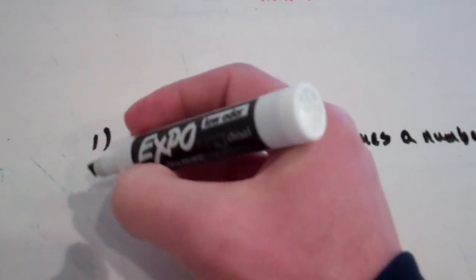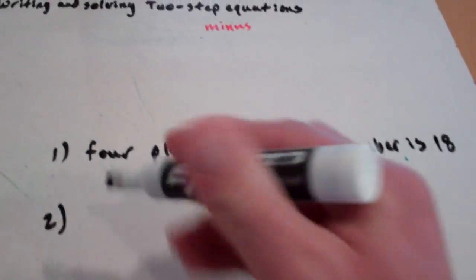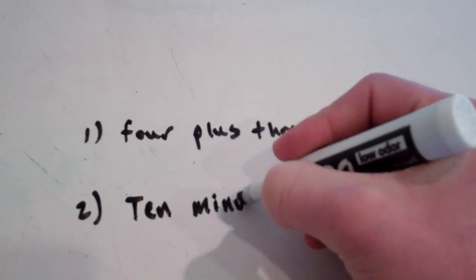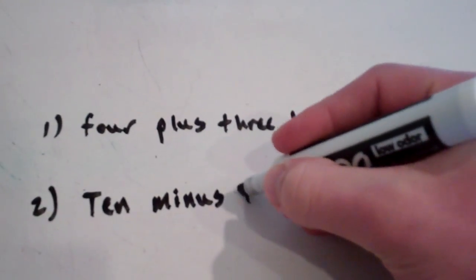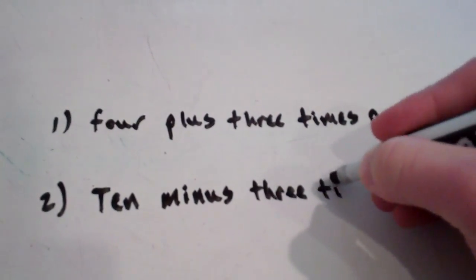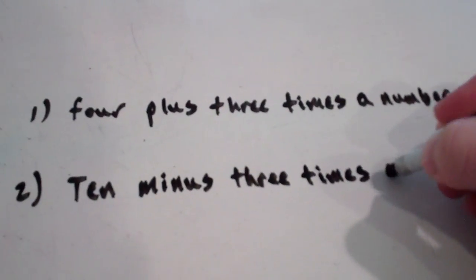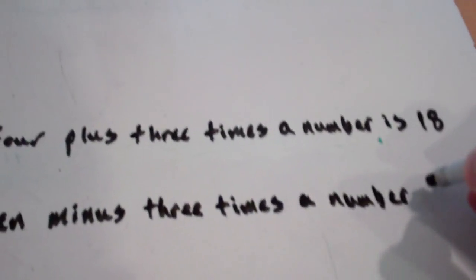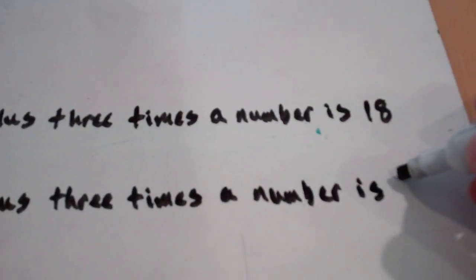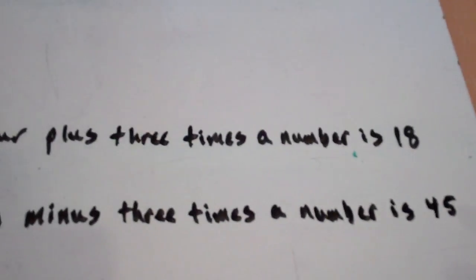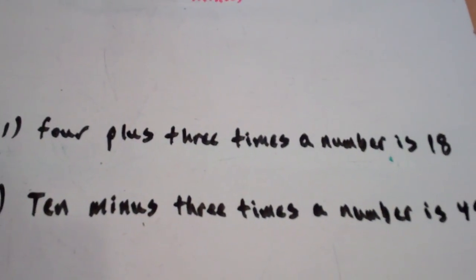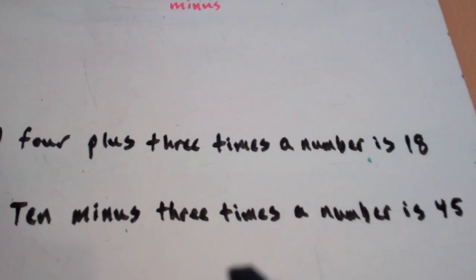The second problem you need to solve is 10 minus 3 times a number is 45. Again, I'm using the word minus for the second problem, and I'm going to write it exactly the way it appears. But just keep in mind that when I'm using subtraction, sometimes it appears in the opposite way.